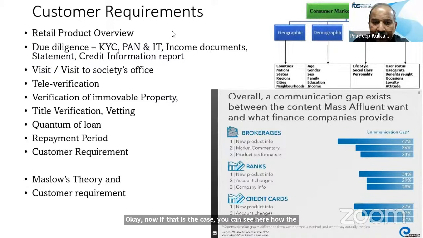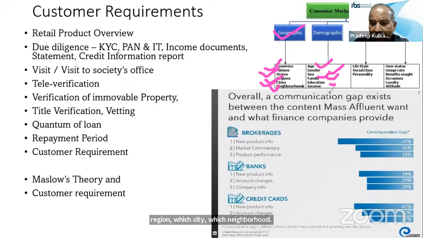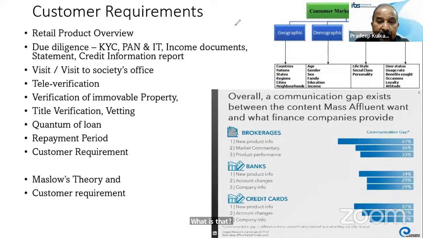The market of the retail gets segmented on multiple counts, you see, geographically, which country, which state, which region, which city, which neighborhood. Demographically, age, gender, sex, family, education. Psychographic, lifestyle, social class, personality. Behavior-wise, user status, user rate, benefit sought, occasion. What is that? Loyalty attitude. So multiple factors, multiple ways the customers can be segmented for appropriate marketing.